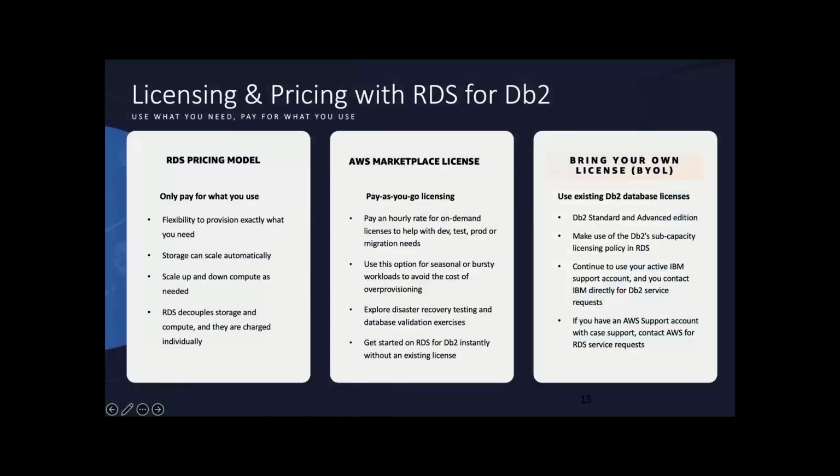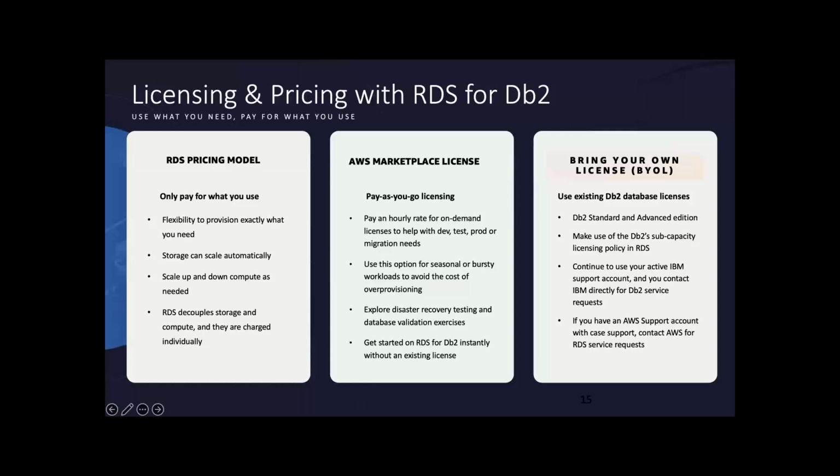Okay, now that we looked into the core capabilities of RDS for DB2, let's change gears and talk about licensing and pricing. Let's talk about the RDS pricing model first. Imagine that you have a stack where you have instances and storage and IOPS, which we call the base layer, and RDS has a pricing model for it. The pricing model allows you to pay only for what you use. You have the flexibility to provision exactly what you need, depending on the instance sizes.